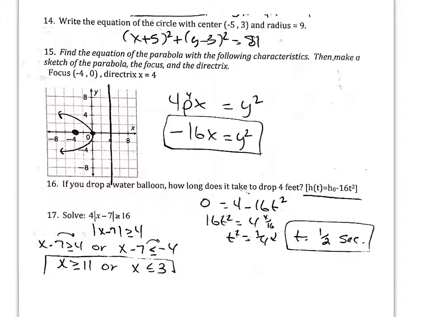Okay, 14, circle. We've had circles several times this year already. The center, you put the opposite in the parentheses. The radius goes over here, but it's radius squared, remember. You have to square the radius.